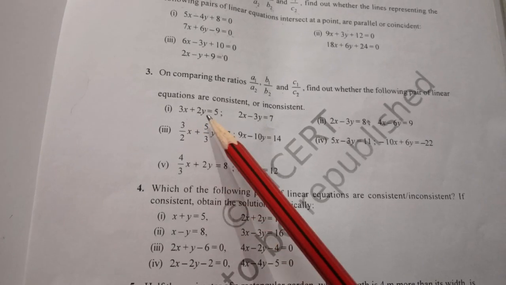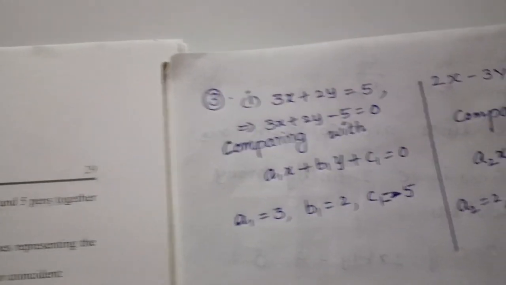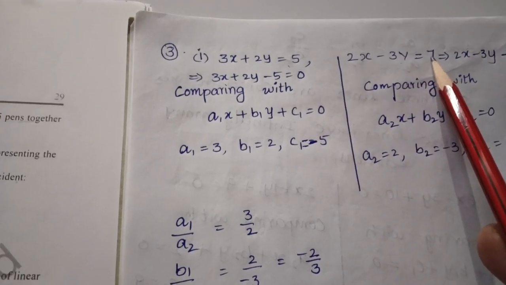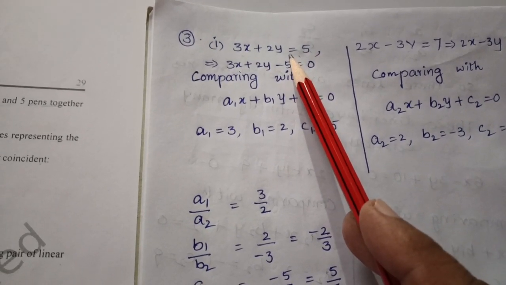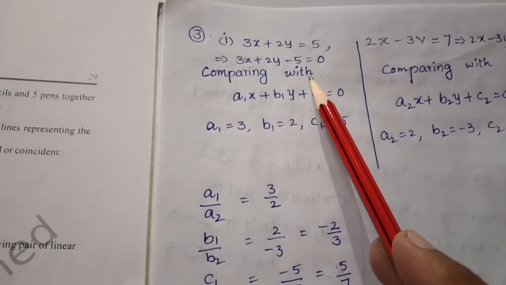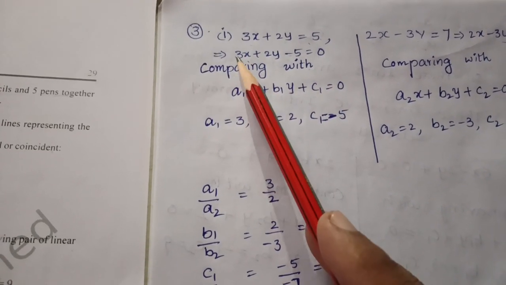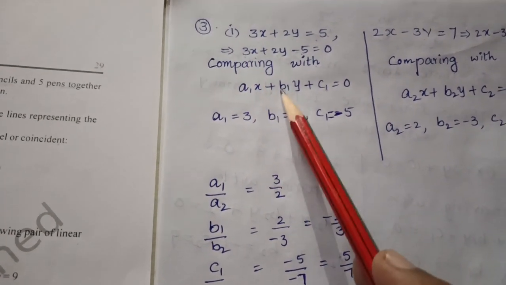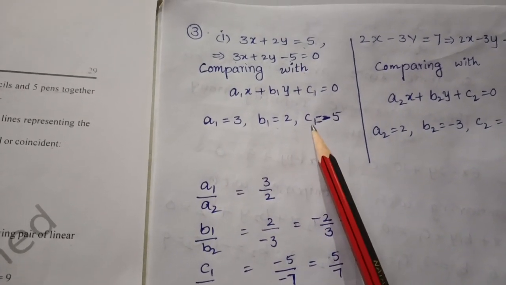సరే, ఫస్ట్ ప్రాబ్లం 3x + 2y = 5, 2x - 3y = 7. ఓకే, 3x + 2y = 5. 5 ట్రాన్స్పోజింగ్ LHS -5. సో కంపేరింగ్ విత్ A1x + B1y + C1 = 0. In A1 place 3, B1 is 2, C1 is -5. So A1 is 3, B1 is 2, C1 is -5. So A1 value, B1 value, C1 value find out.